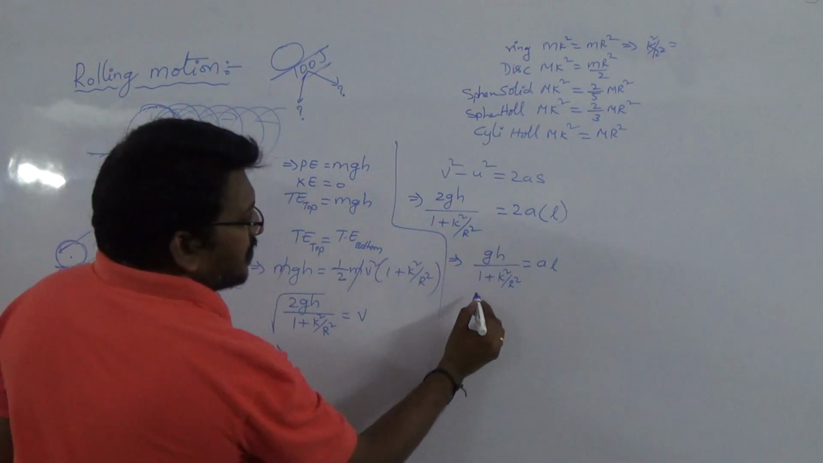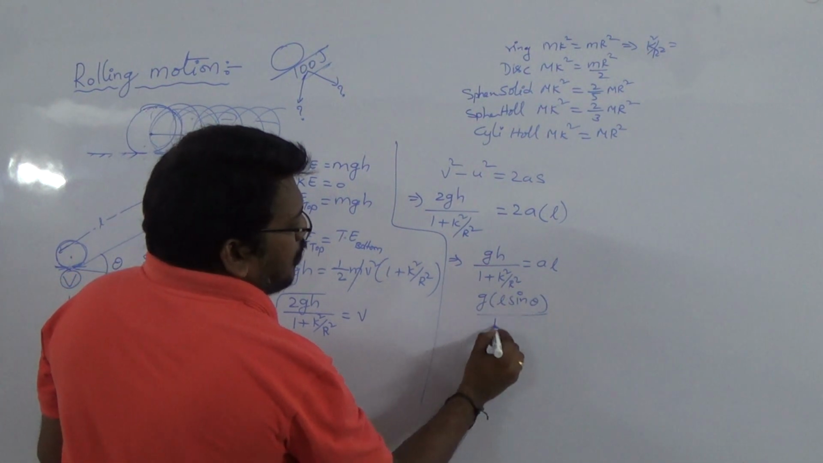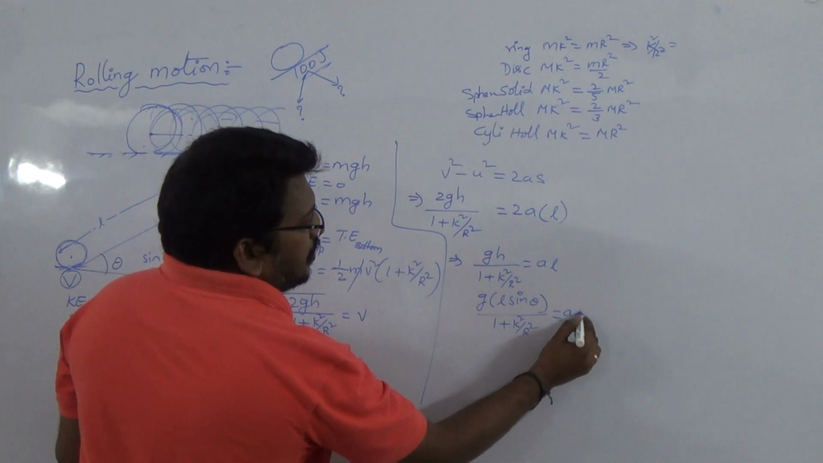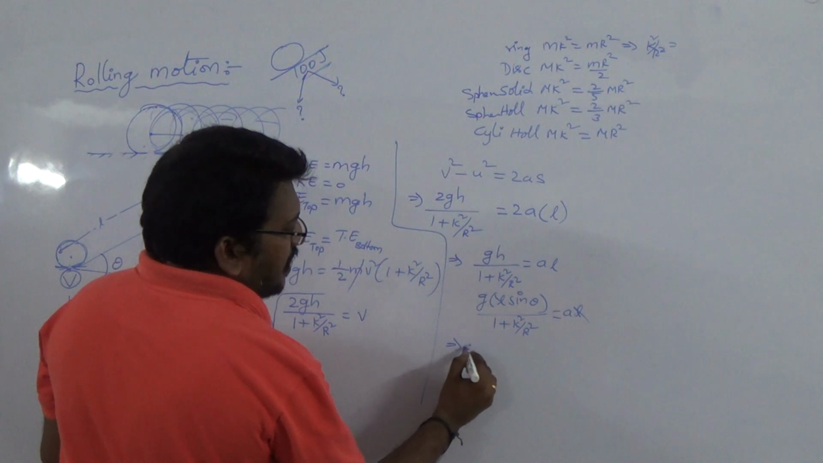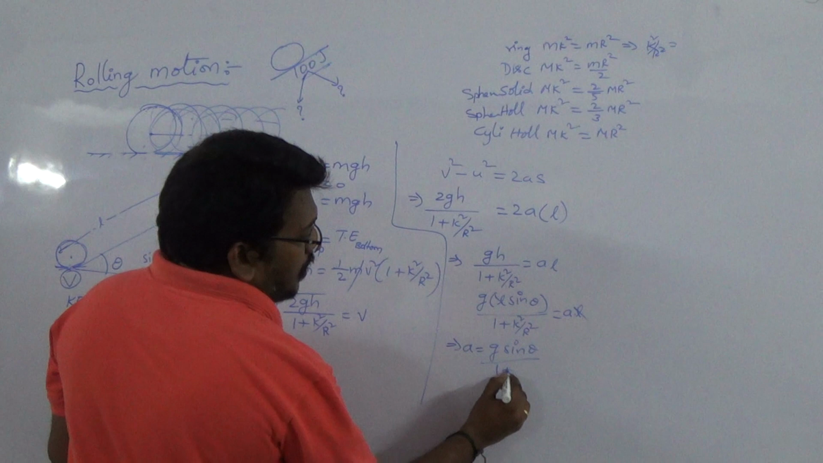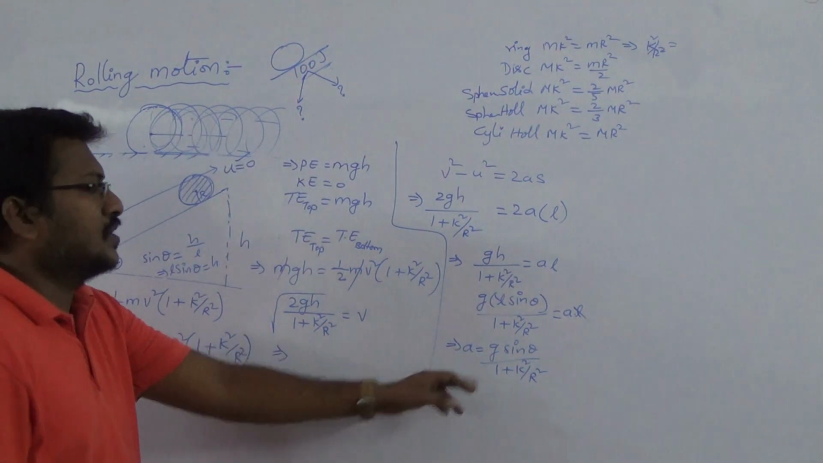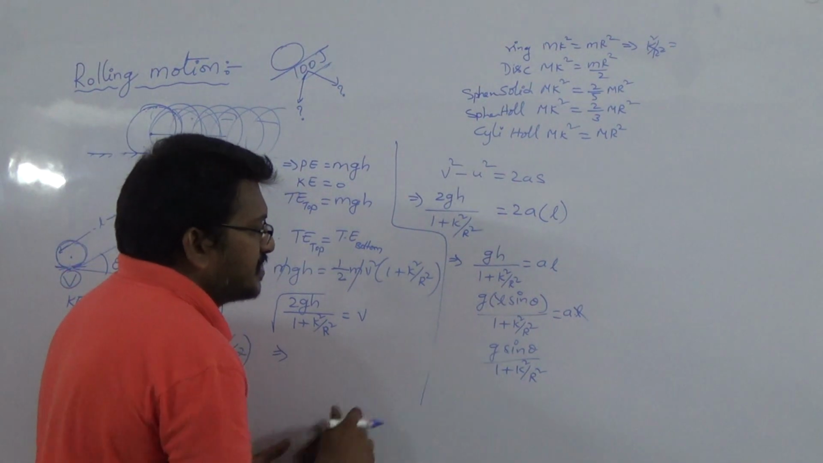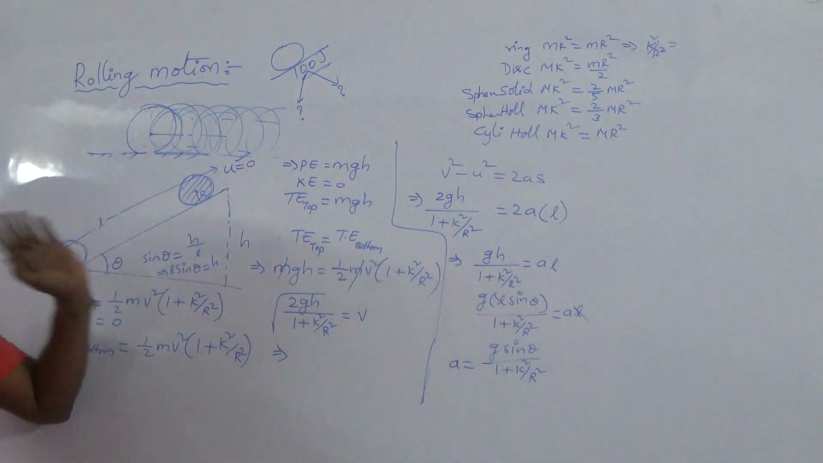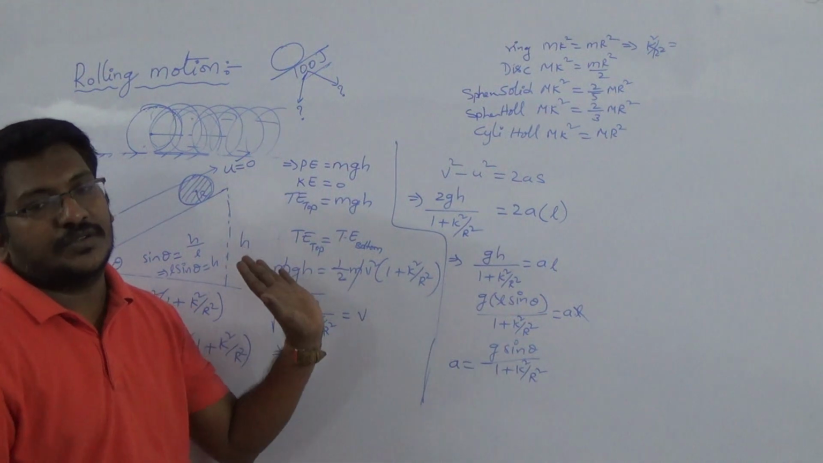Substitute here in place of h, g into h, we get l sin theta by 1 plus k square by r square, that equals a into l. On both sides l cancels. From this, the acceleration a equals g sin theta by 1 plus k square by r square. From this we also calculate the linear acceleration of the rolling body when it reaches the bottom: a equals g sin theta by 1 plus k square by r square.